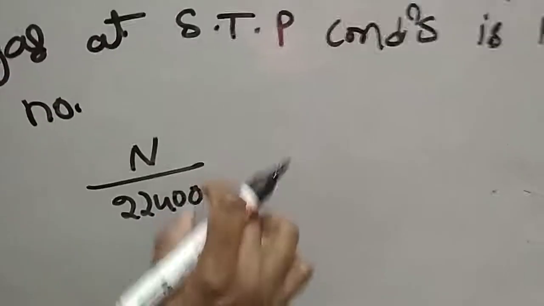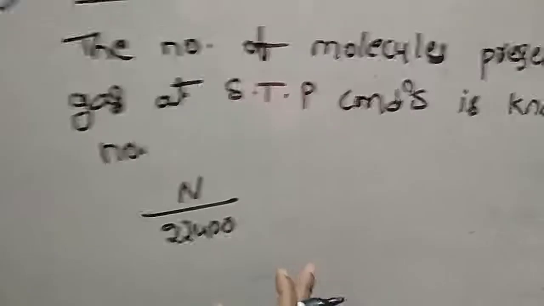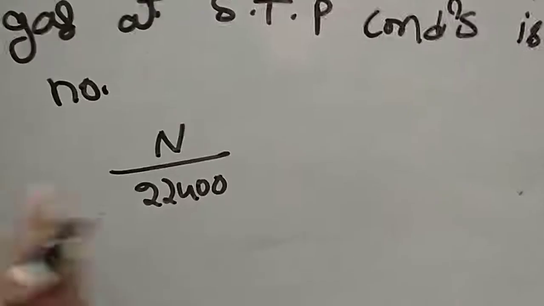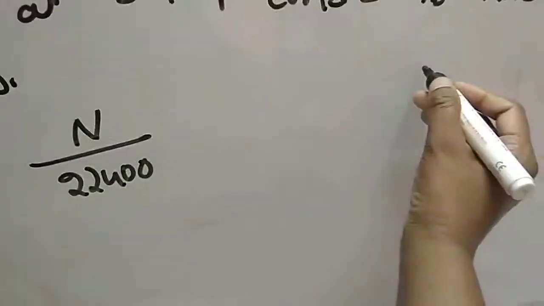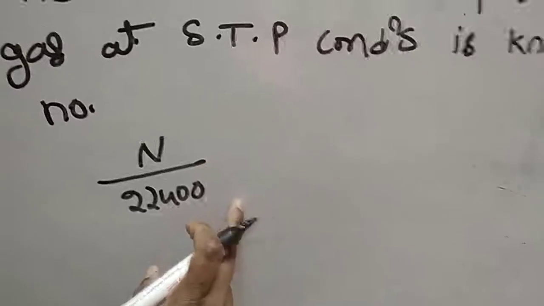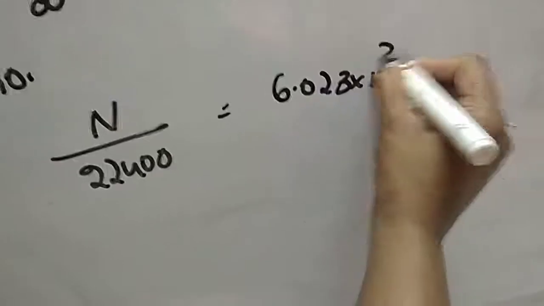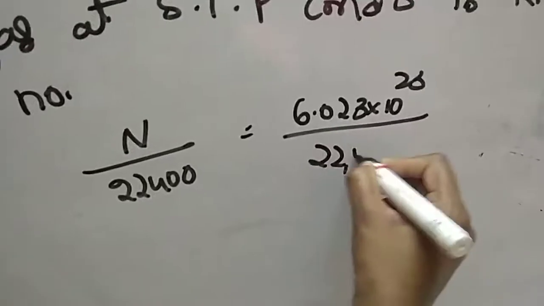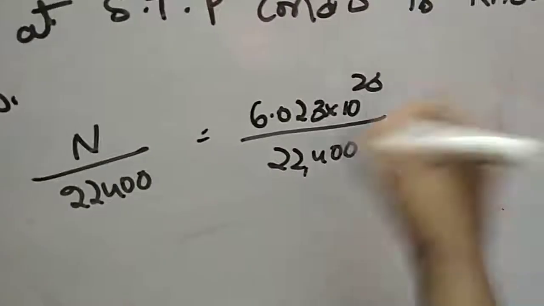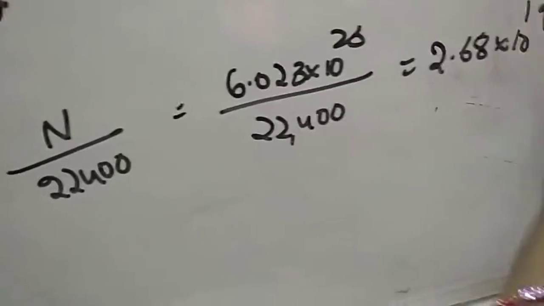22,400, that is 1 ml. 1 ml of a gas at STP conditions is nothing but 22,400. If 1 ml has an Avogadro number of molecules, then 22,400 will have how much? That gives n by 22,400 ml. So n is nothing but 6.023 into 10 to the power of 23 by 22,400. If you calculate this, you will get 2.68 into 10 to the power of 19 molecules.